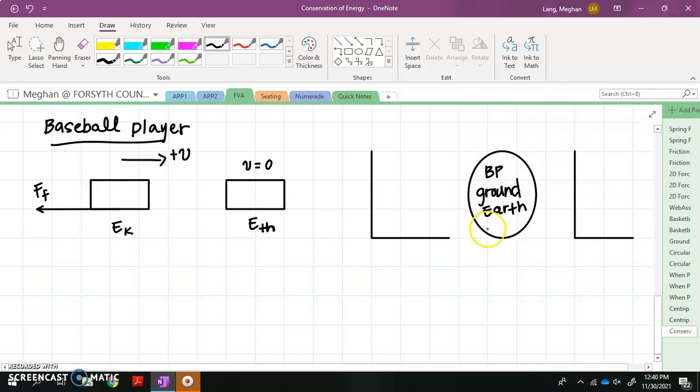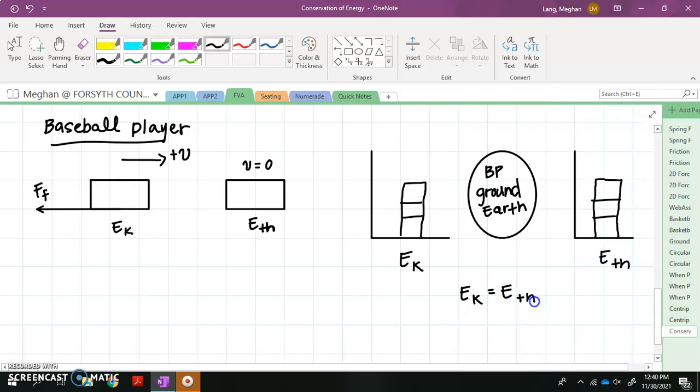Okay. So in the beginning, I'm going to say that there are 3 bars of kinetic. Remember that the bars are arbitrary, so I don't care how many you put. And then in the end, my beginning has to be equal to my end. So in the end, I have 3 bars of thermal. That means that the kinetic energy before the slide should be equal to the thermal energy as he stops, when he's completely stopped.